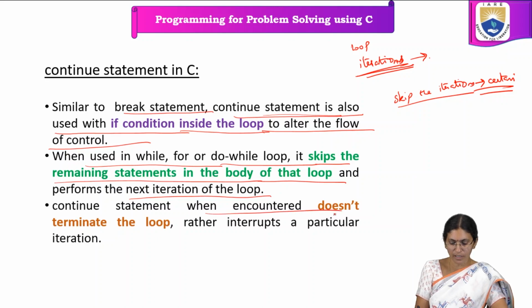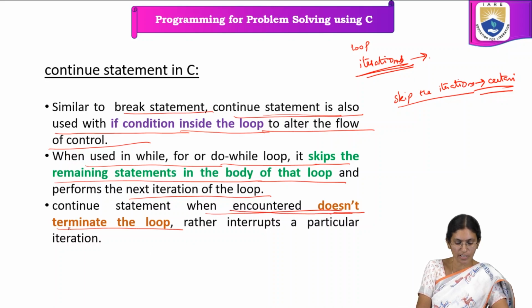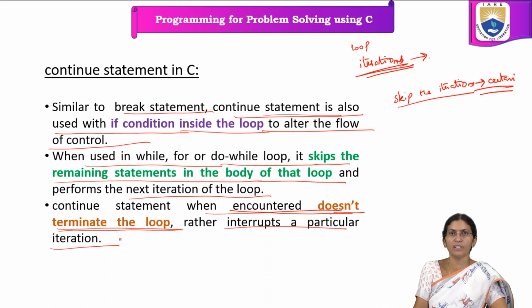When the continue statement is encountered, it doesn't terminate the loop. Whenever we use the continue statement in the loop, it does not terminate the loop, as we have seen in the case of the break statement. Rather, it interrupts a particular iteration, so that particular iteration is skipped. Again, the control is transferred to the loop and the condition is checked.